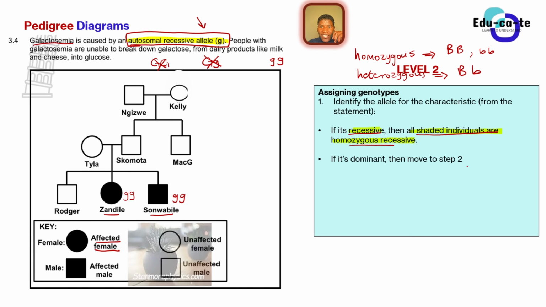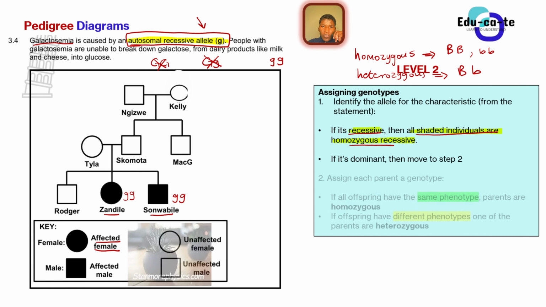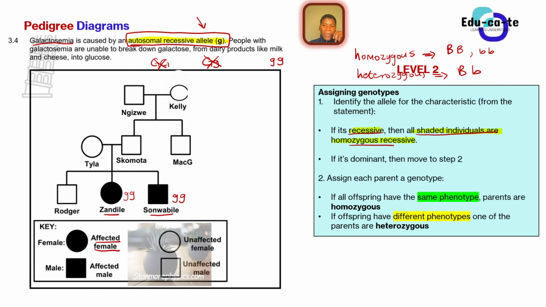But if it's dominant, you can move to step 2. Let's just look at step 2. How do we give the parents genotypes? Because now we have given Zandile and Sonwabile their genotypes. How do we tell the genotypes of Tyler and Skomota, their parents? Basically here, if the offspring of those parents have the same phenotype, then the parents are all homozygous. If you look here, you have Tyler and Skomota, they give birth to Roger, Zandile, and Sonwabile.